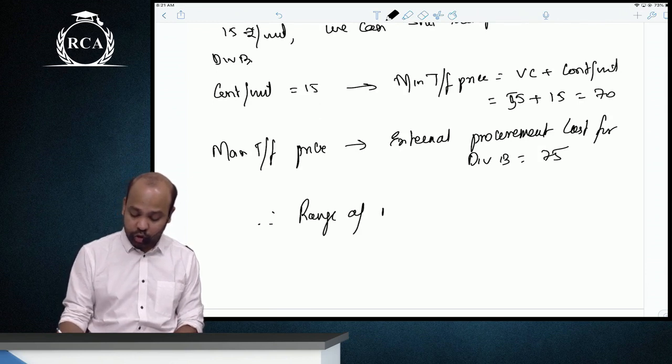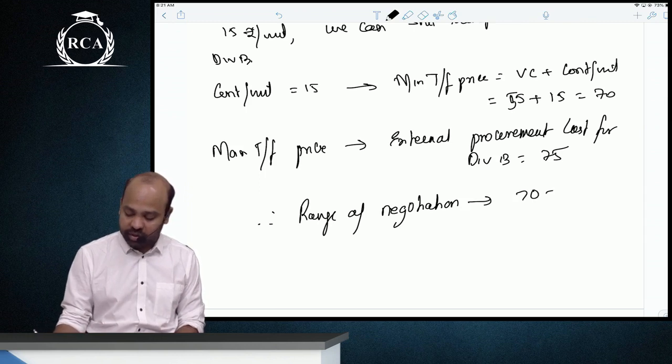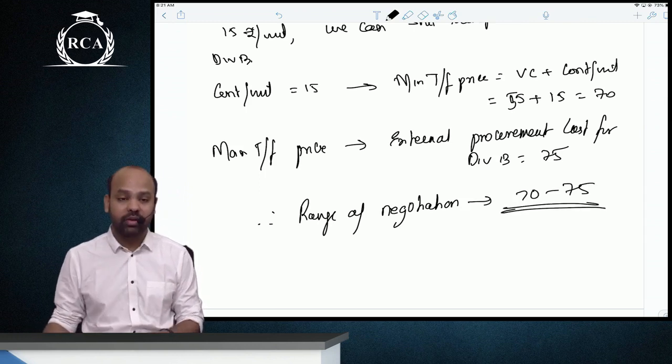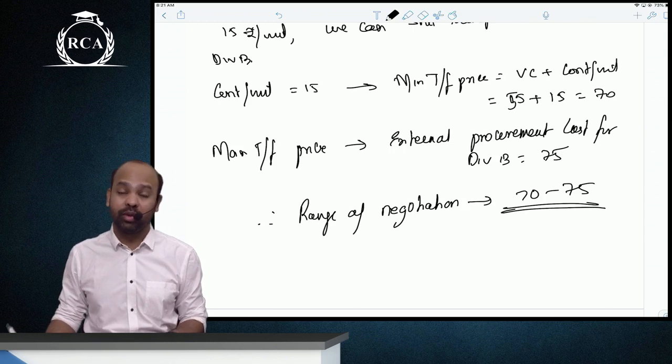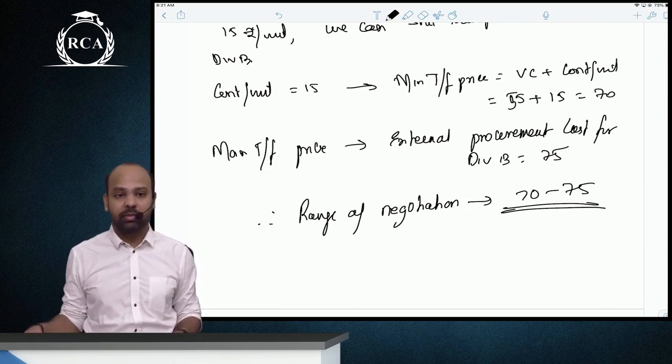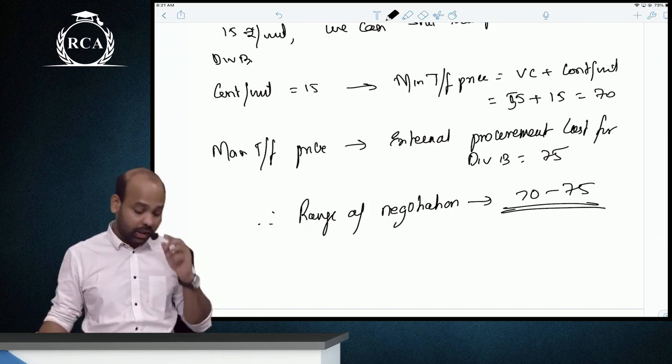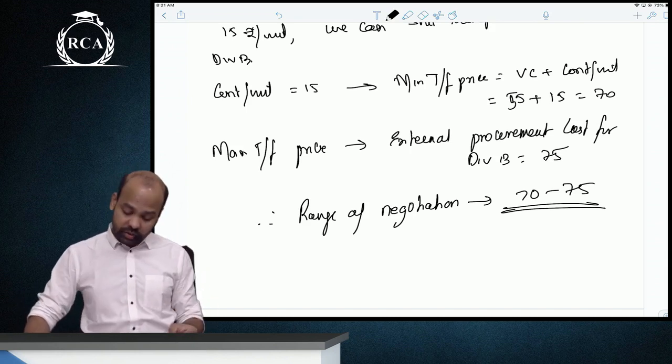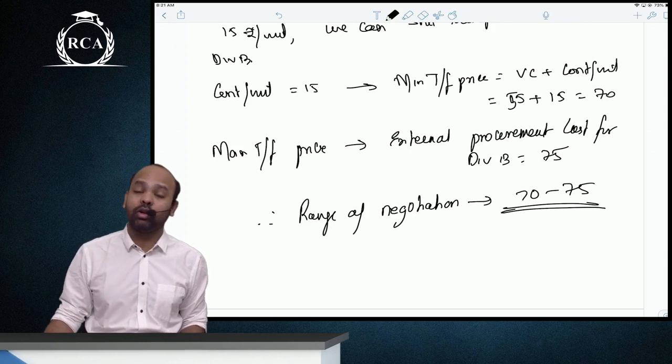Range of negotiation. You do not want your best strategy to change, guys. Because you do not want your best strategy to change, even if internal transfers are giving us a contribution of 15 rupees, we would be indifferent. So that will give us a transfer price of 70 rupees, and the maximum transfer price we already know: the other division will not pay anything more than 75 rupees.